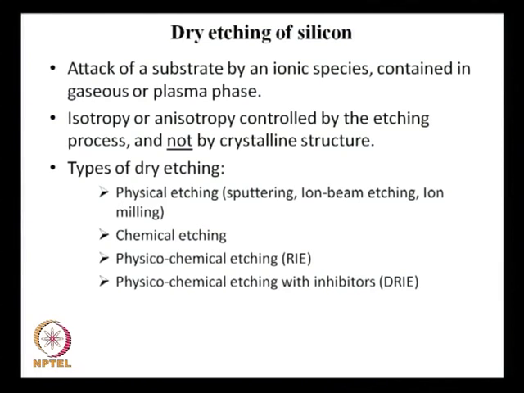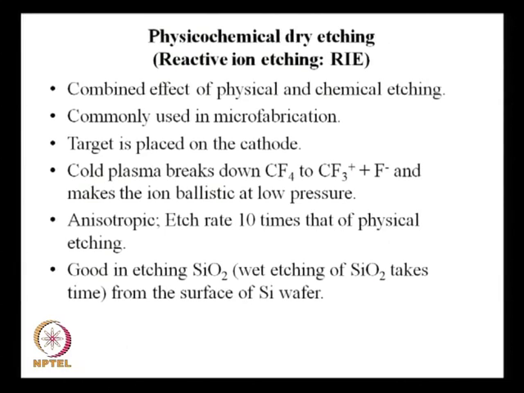So, we have discussed already the physical etching and chemical etching, the first 2 categories. When we come to the third category, physicochemical etching or physicochemical etching with inhibitor, you want to get the benefit of both worlds, physical etching process as well as the chemical etching process. So, that is what is referred to as physicochemical etching, take the benefit of both processes. This physicochemical dry etching also goes by the name reactive ion etching, RIE. This is the combined effect of physical and chemical etching.